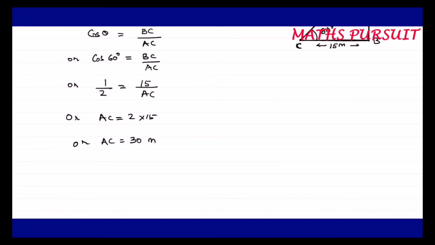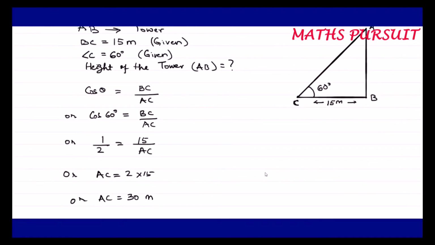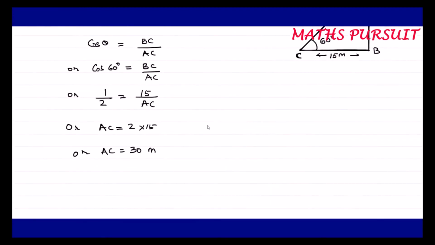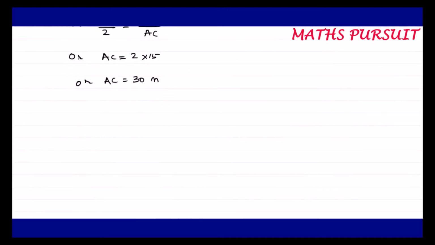So guys, you could see that we are able to derive the value of the hypotenuse AC as 30 meter. Let us keep in mind what we got is AC. Now guys, I first applied cos theta, and applying cos theta I was able to find the value of the hypotenuse. Now let us apply the same trick, but instead of cos theta, let us apply sin theta.